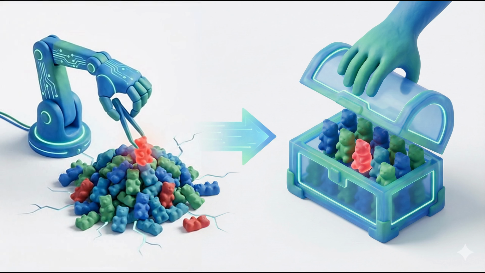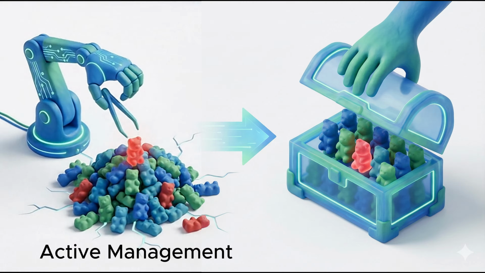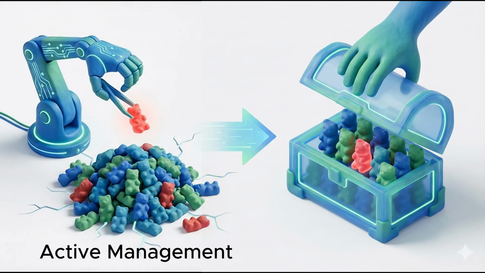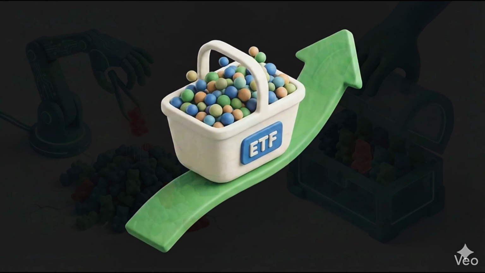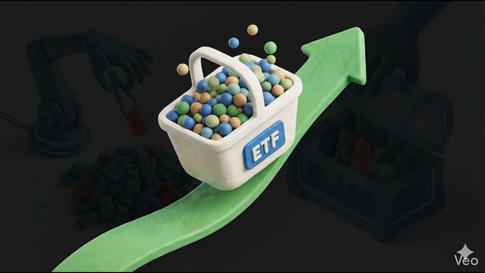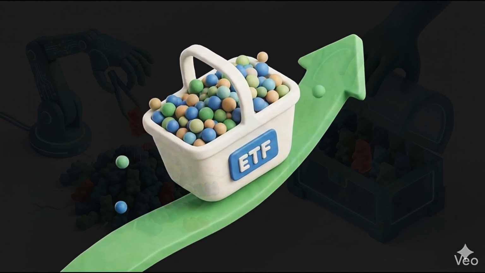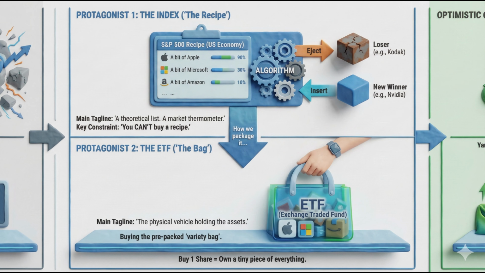Imagine you want to buy gummy bears. Active management, trying to beat the market, would be trying to pick only the red gummy bears that you think are the tastiest, one by one. It's slow, expensive, and you might be wrong. The ETF is buying the variety pack. It is a vehicle, a bag that already contains all the gummy bears on the list from the index. By buying just one share of an ETF, you automatically own a tiny piece of hundreds or thousands of the best companies in the world. In financial terms, this bag is an ETF.